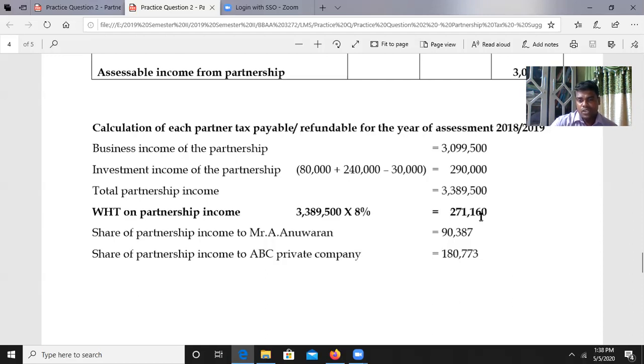the profit sharing ratio among the partners is 1:2. So 1 should be allocated for Anuvaran, 2 should be allocated for the ABC private company. That's why we calculated 90,387 rupees for Mr. Anuvaran and 180,773 rupees for the ABC private company.